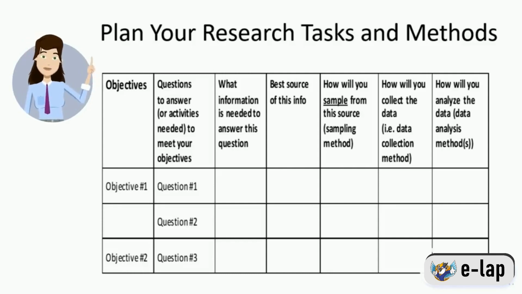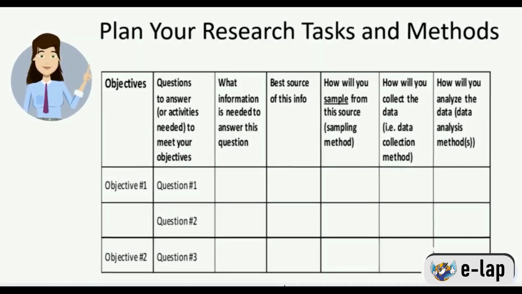This table can help you to plan and carry out your research systematically if you are using multiple sources of data and/or multiple data collection methods. Without a systematic approach, important questions, perspectives, or methods might be omitted from your research.